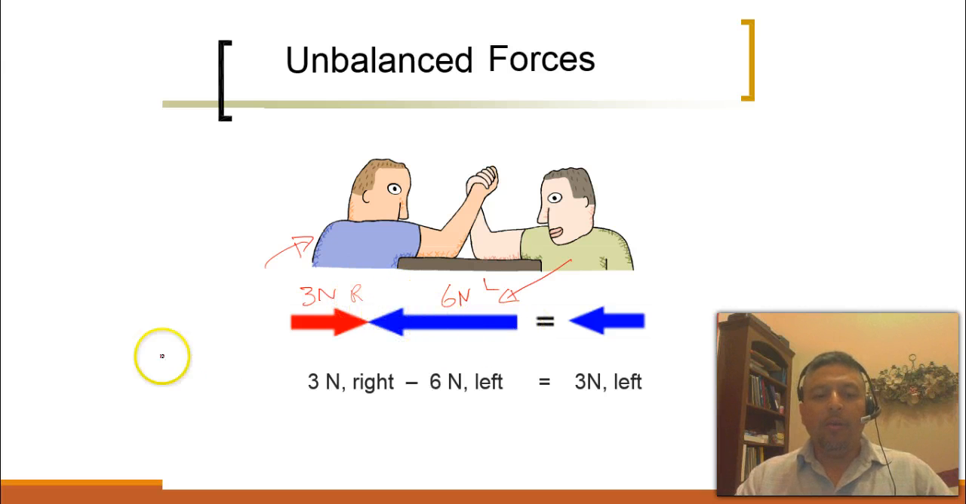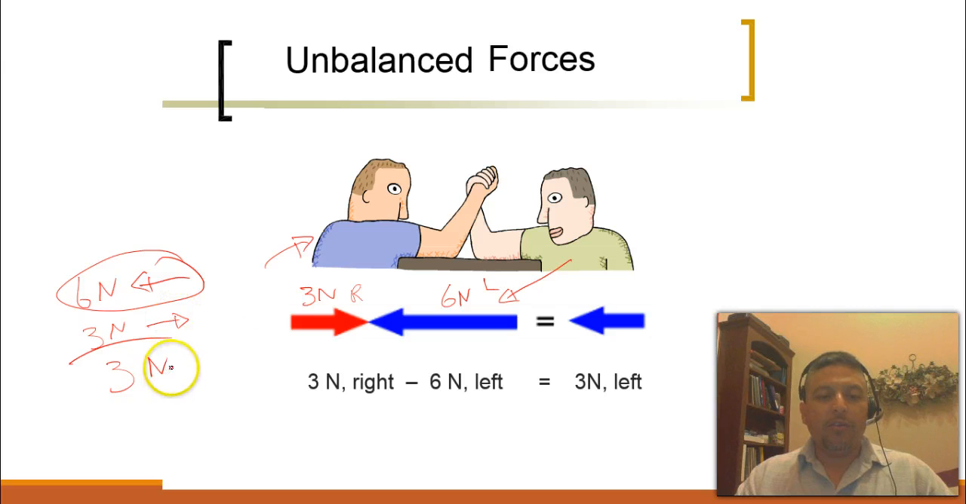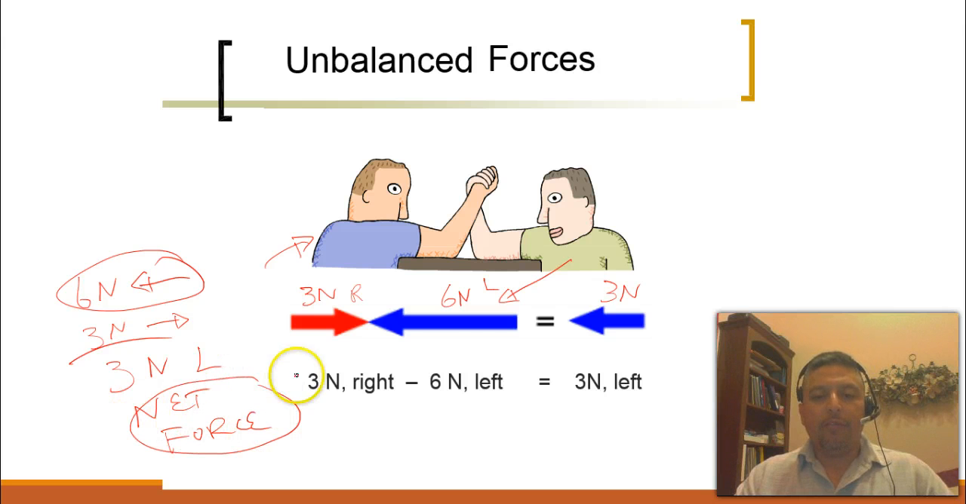So who's going to win? We'll do the math. We got 6 newtons and 3 newtons. We're going to have a total of 3 newtons. But this one is going to the left. This one is to the right. So who wins? The one going to the left. Okay, there it is. And this is what you have left. This is your net force. Okay, so the net force goes right here, right? 3 newtons to the left.